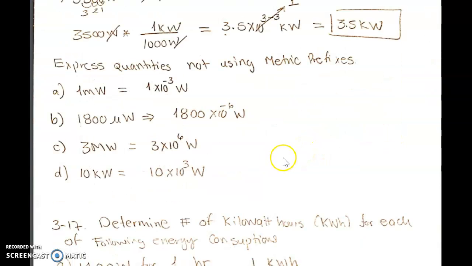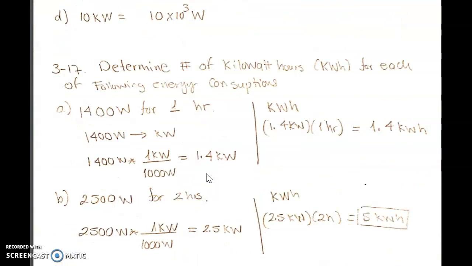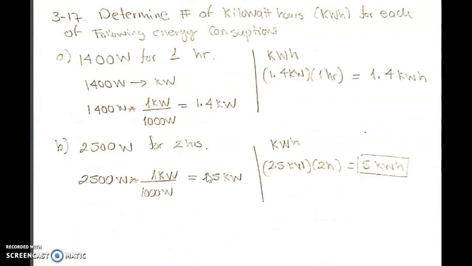Now we are going to express these quantities not using metric prefixes. So I have 1 milliwatt, so it gets replaced by its equivalent. I have 1800 microwatts, which gets replaced by its equivalent. We have 3 megawatts. It gets replaced by its equivalent. The kilo gets replaced by its equivalent. So that's how I write it. I can write it out using the zeros, not necessarily unless it's specified.